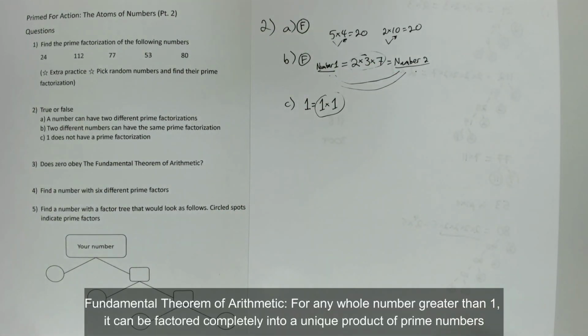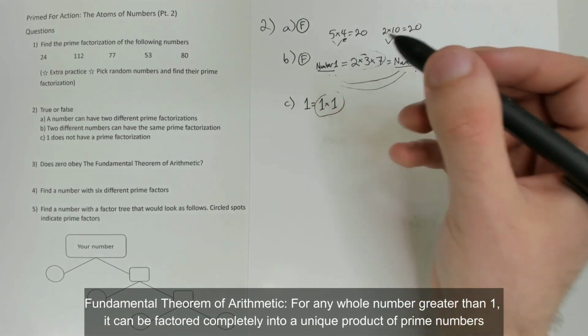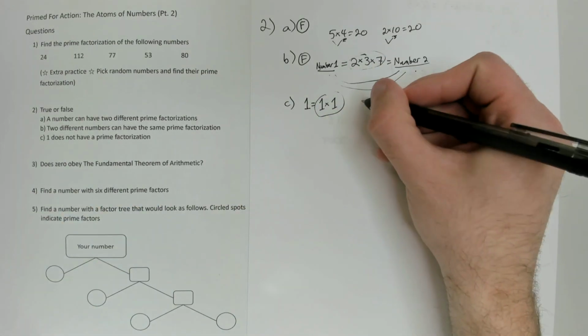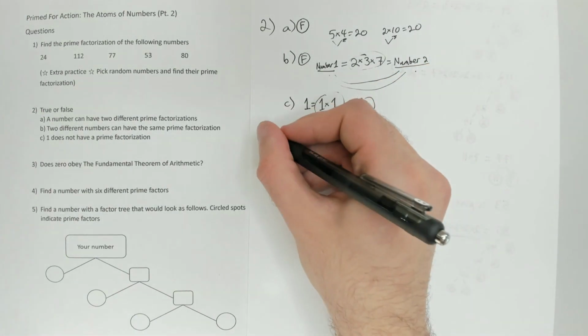And it actually says this right in the Fundamental Theorem of Arithmetic the way I stated it. I said, for any whole number greater than 1, it can be factored completely into a unique product of prime numbers. So greater than 1. That explicitly is excluding 1 because 1 can't be factored into prime numbers. So C is a true statement. All right, so that was question 2. Let's go on to question 3 now.